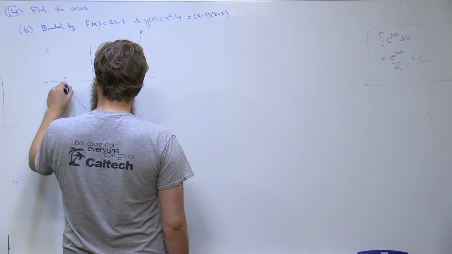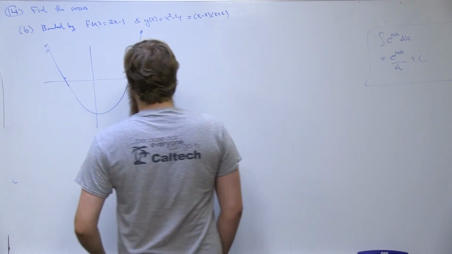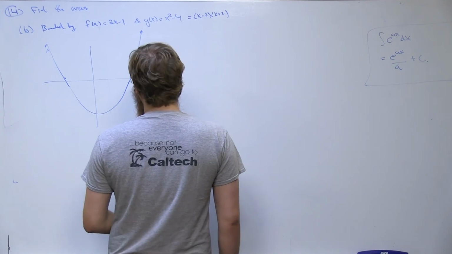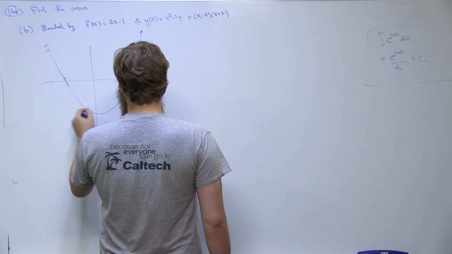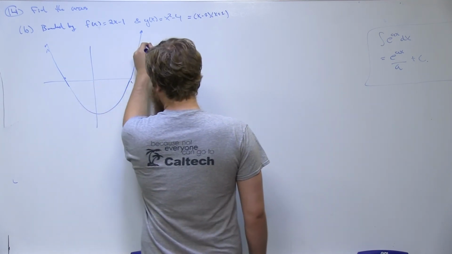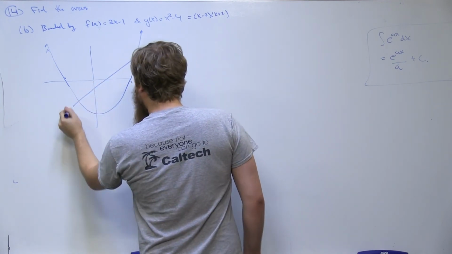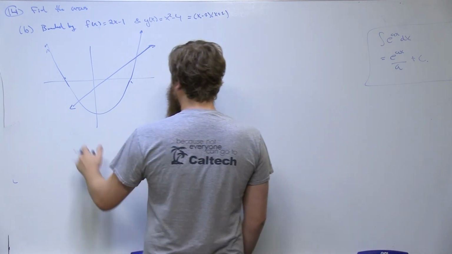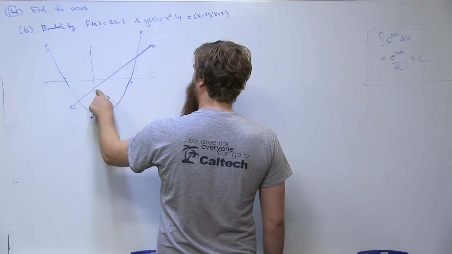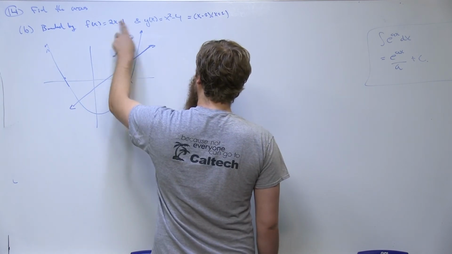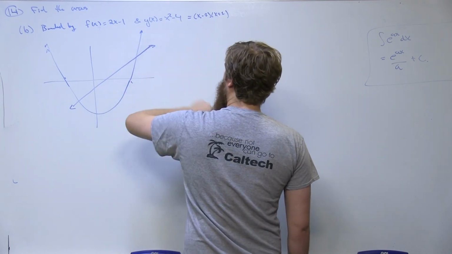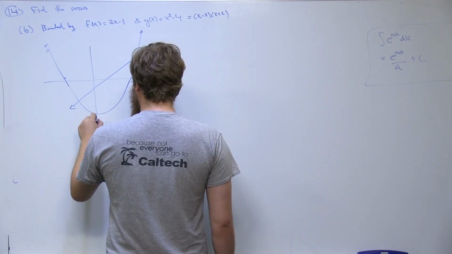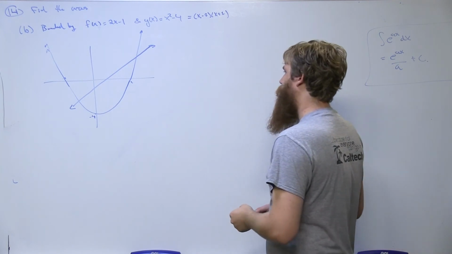I'll try to draw a pleasant looking picture. And you know what 2x minus 1 looks like, approximately, right? I reserve the right to say these are scaled so that I can make everything fit nicely. But this is what's going to happen, right? This is a line with y-intercept negative 1 and slope 2. And this is a parabola opening upwards with roots at negative 2 and 2. Its min is down here at negative 4. So we know that this is approximately the shape.